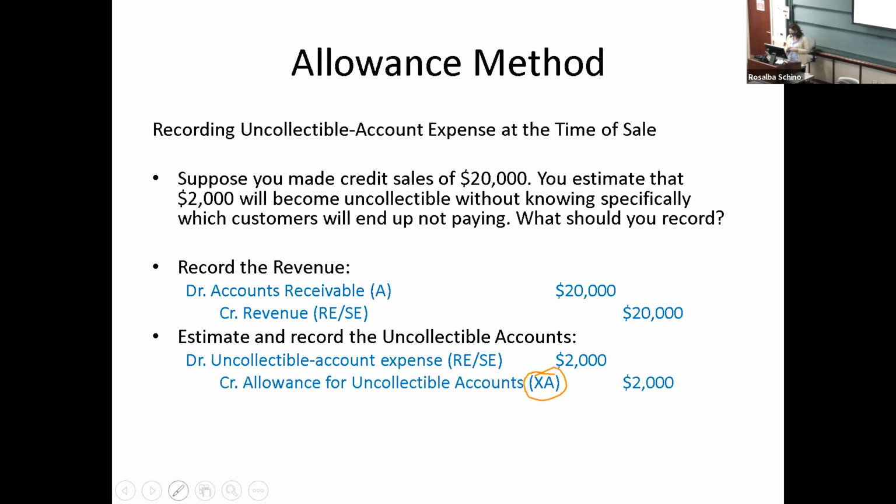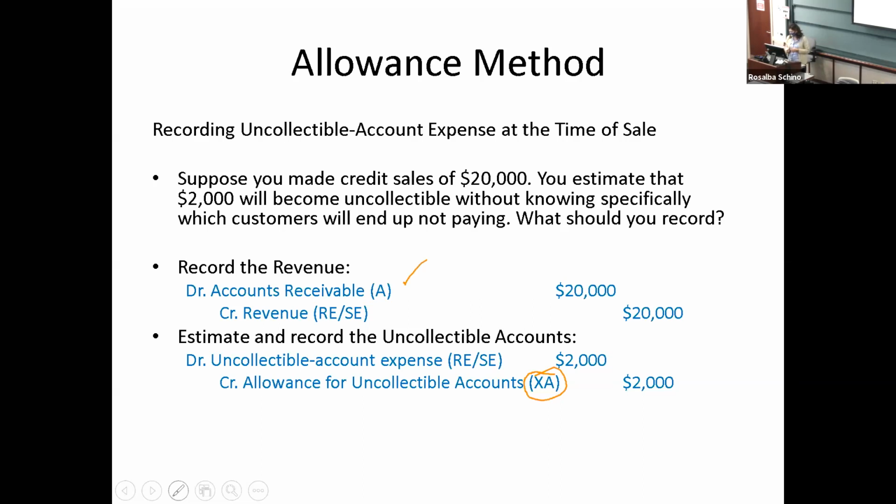What do you think that is? We have seen XRs. So if this is an asset, this is a retained earnings, stockholders' equity impact. This is an uncollectible expense, which impacts retained earnings and stockholders' equity. What does XA mean? It's a contra asset account.